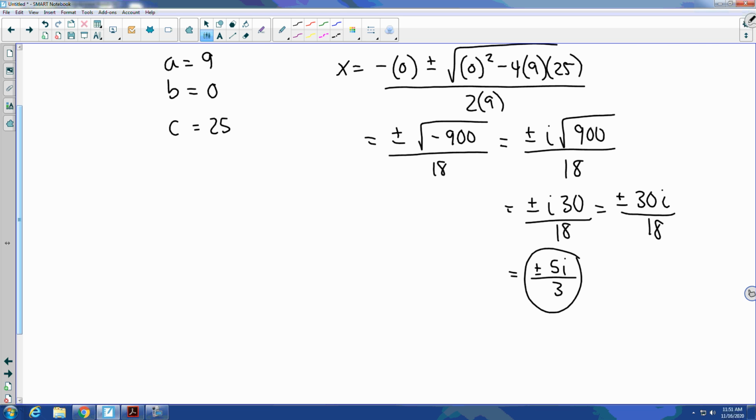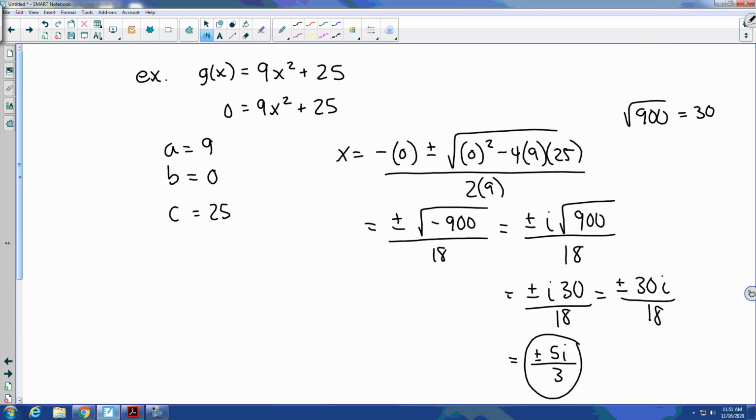So there's an example with a b term that's not there, so I just call it 0. And another example of when I have a negative under the square root and how to handle that. So those are some examples on how to use the quadratic formula and the different cases that would pop up in various examples.